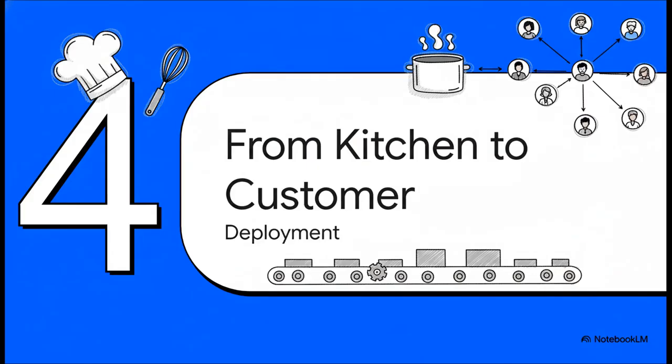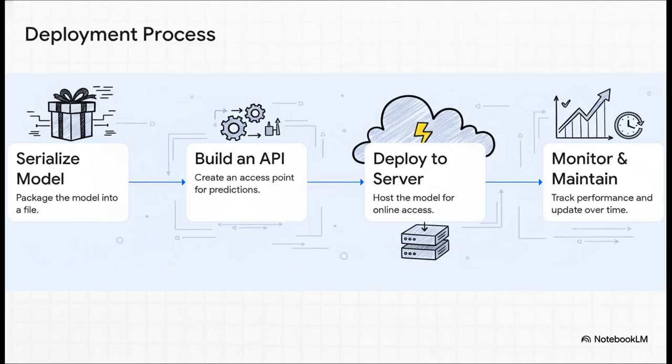So, we've built a solid model. We've steered clear of the big traps. Now it's time to get this recipe out of our test kitchen and into a real restaurant. We need a way to serve our creation to potentially thousands or even millions of people reliably, and that right there is deployment. So how does that actually work?